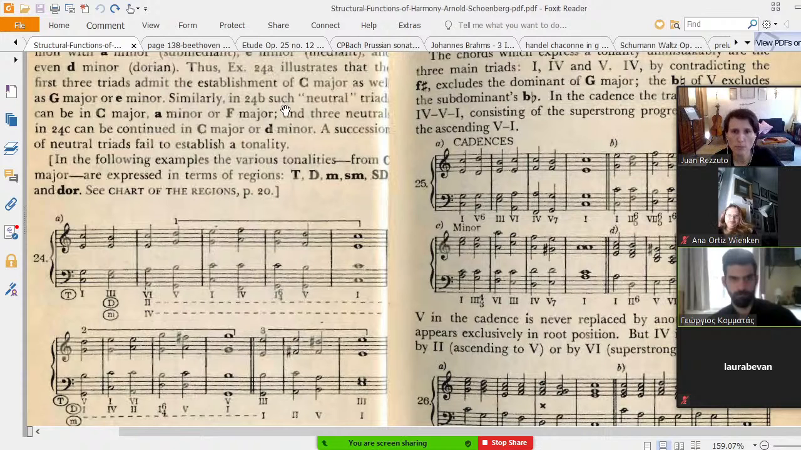Similarly, in 24b, such neutral triads can be C major, A minor, and F major. And the three neutral triads in 24c can be continued by C major and D minor. A succession of neutral triads failed to establish a tonality. This is in line with centrifugal and centripetal forces.